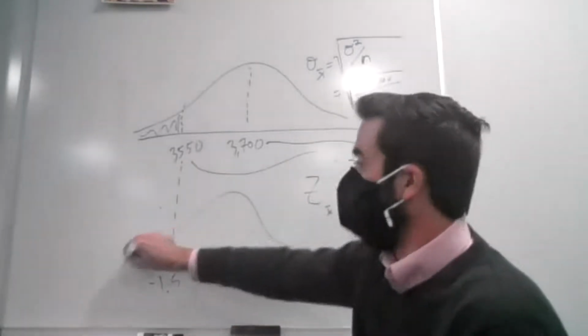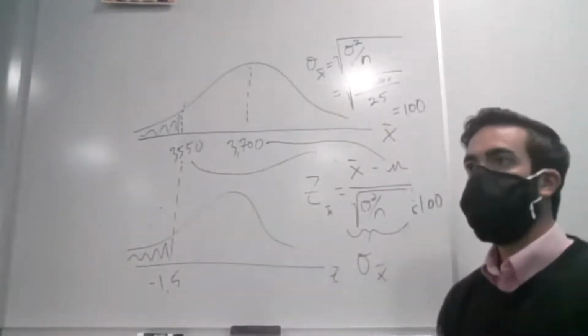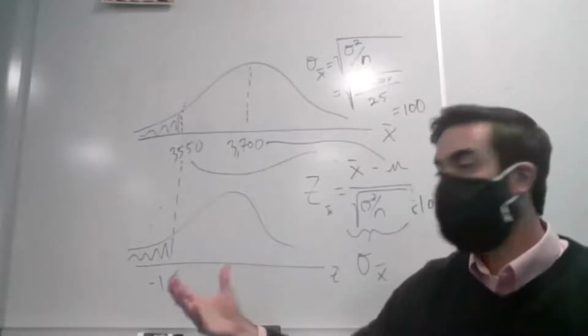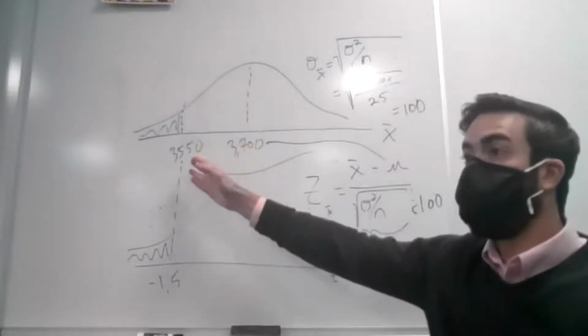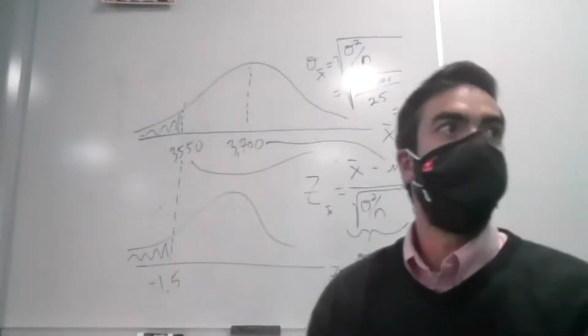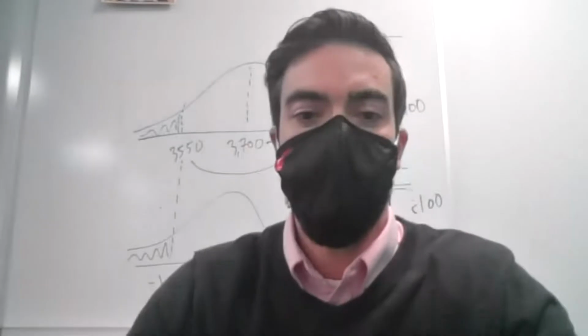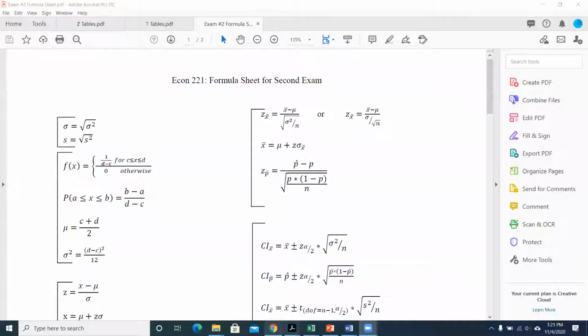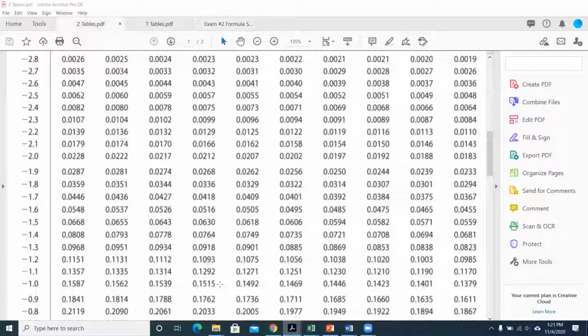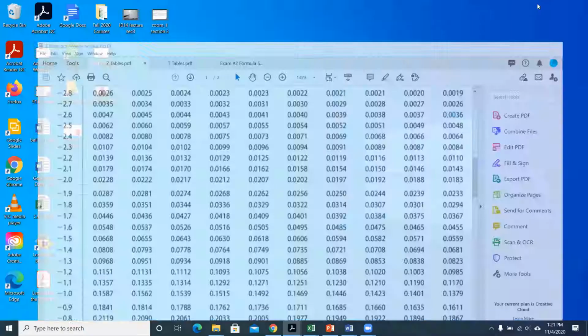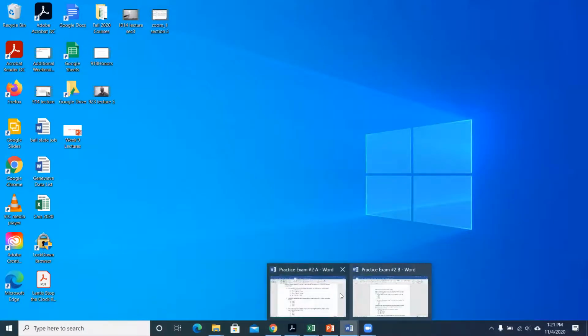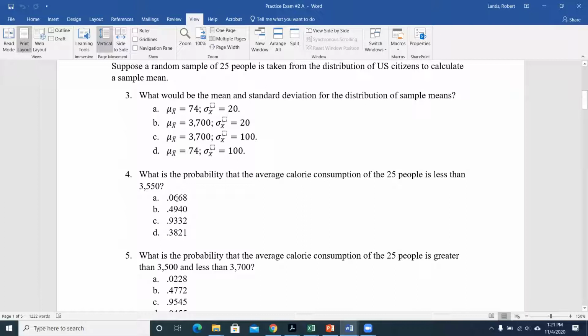I would then look that up in my standard normal table, and that would be the area, or the probability, that I saw something 1.5 standard deviations below the mean or even further. So if I go to that standard normal table, negative 1.5 gives 0.0668. That one's pretty straightforward.